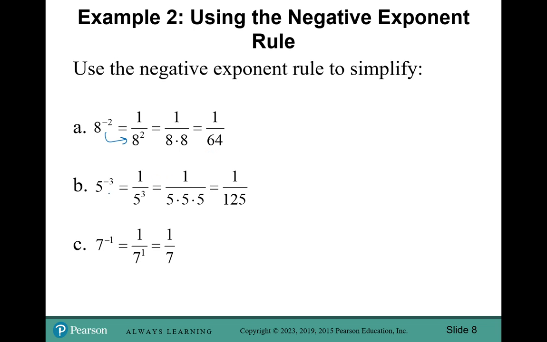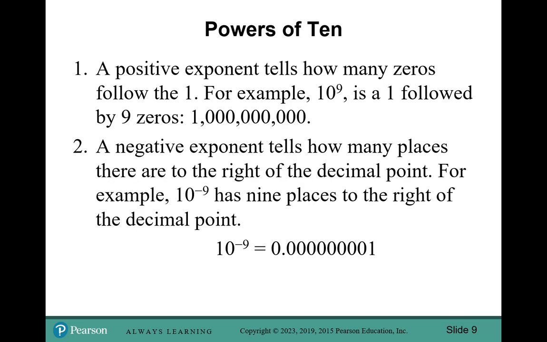5 to the negative 3. To get rid of that negative in my exponent, I drop it into the denominator. 5 to the third is 5 times 5 times 5, which is just 125. So I'm really just looking at 5 to the negative third being 1 over 125. If I look at 7 to the negative 1, I'm going to drop it to the denominator to get rid of the negative. And I'm looking at 1 over 7 to the first. 7 to the first is simply just 7. So I'm just looking at 1 over 7.